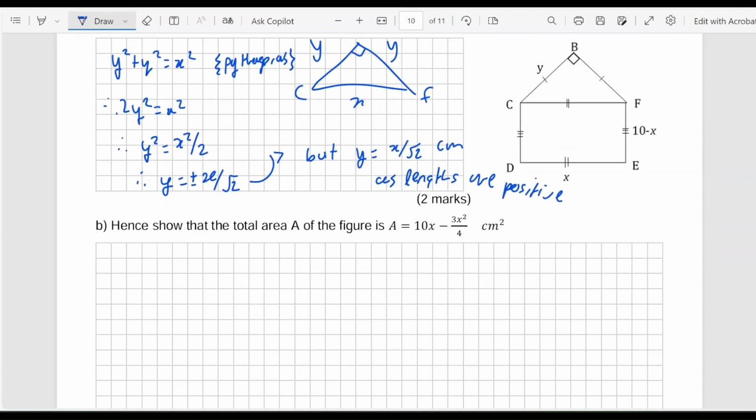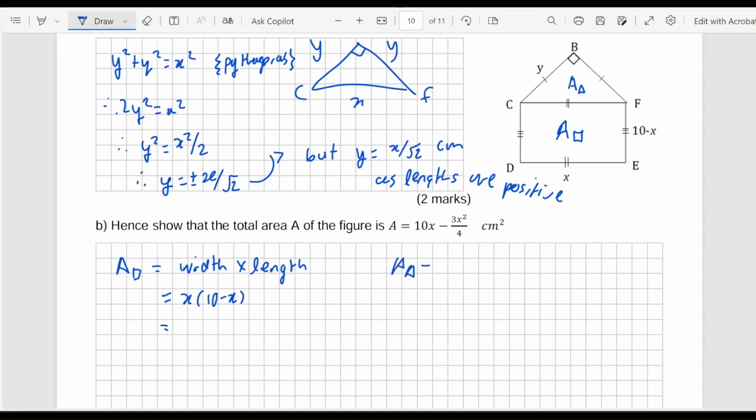So we need to break it up into, I might just call this area of the triangle and area of the rectangle. Just use that little shorthand. Area of the rectangle is quite straightforward. It's width times length, which is x and 10 take x. All right, good. We might work with that later.